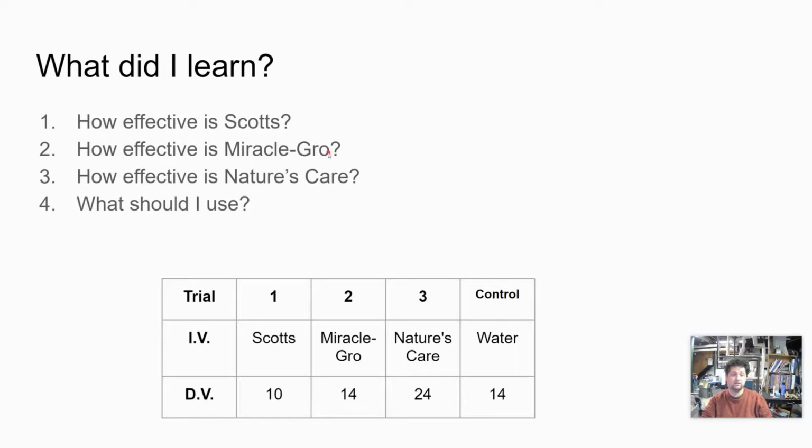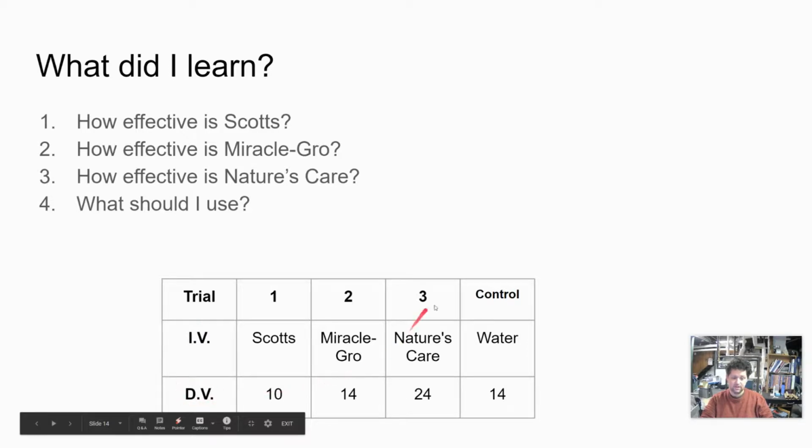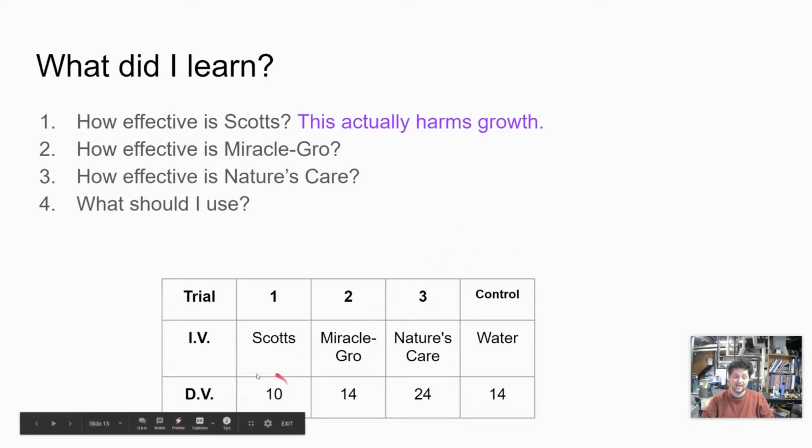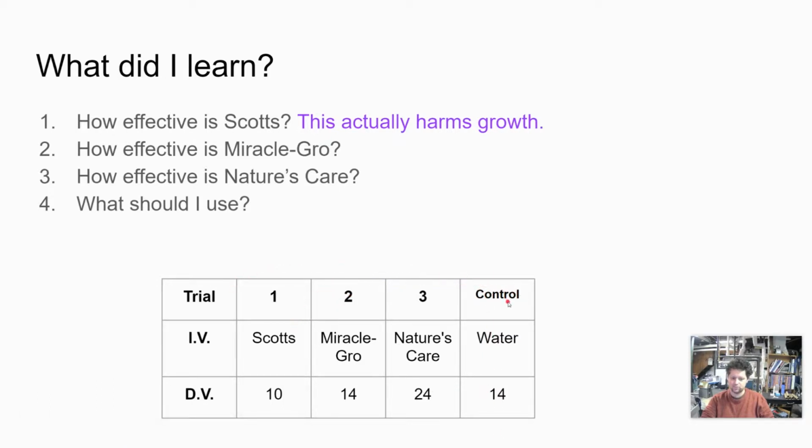So what did I learn? Here's my data table, independent variable and dependent variable, and my control group and my trials and the three of these and how many tomatoes did it grow. How effective is Scott's fertilizer? Well, it's not effective. It actually harms growth. I had less tomatoes show up than I did with just plain water. And that's why I need a control group. I need to compare each version to my control group.